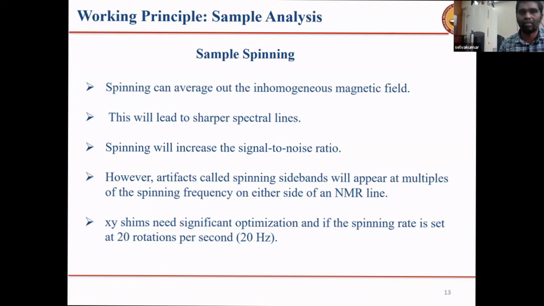This spinning will lead to sharper spectral lines. Spinning will increase the signal to noise ratio. However, there are artifacts called spinning sidebands. If we spin too much, then we will get spinning sidebands. So the optimized spinning rate is 20 Hz per second.